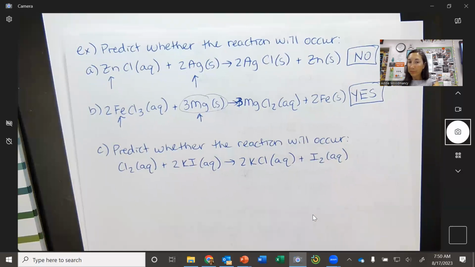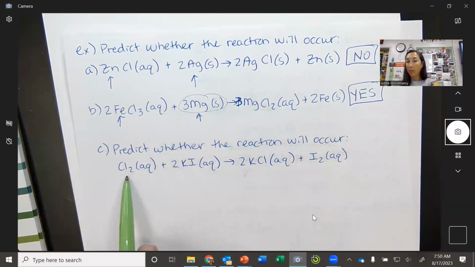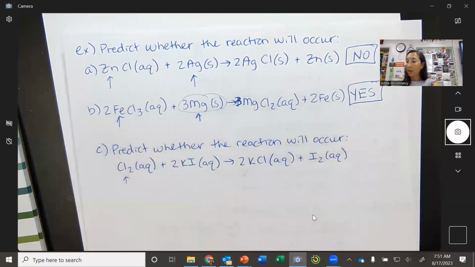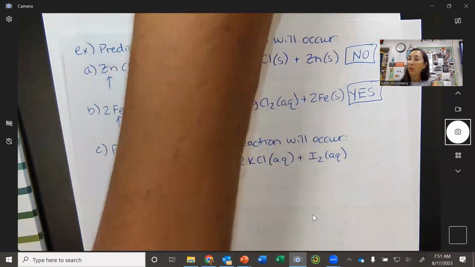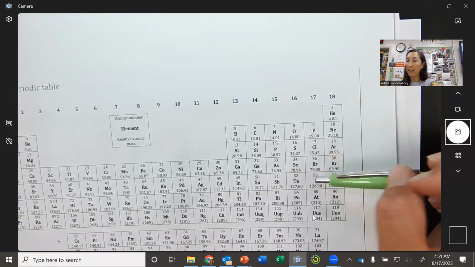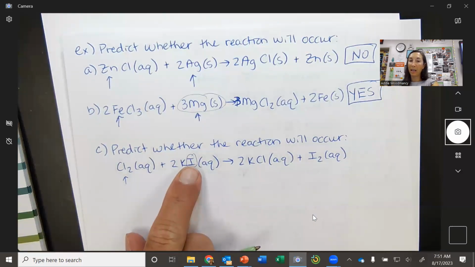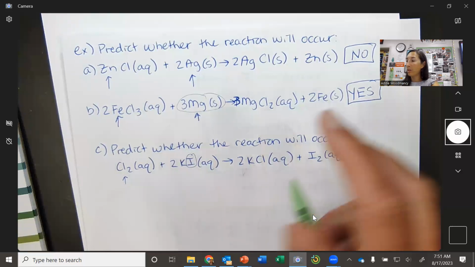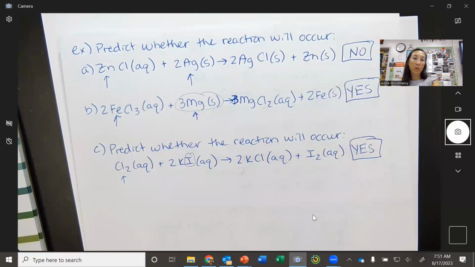Okay, so it works the same way as above. So you find the halogen that's by itself, which is chlorine here. And you see where it is in group 17 in relation to the halogen it's trying to replace, which is iodine. So if you look in your periodic table, chlorine is higher than iodine. So because the element by itself is higher than the element it's trying to replace in the compound, this reaction will occur. Once again, because chlorine is the strongest oxidizing agent.